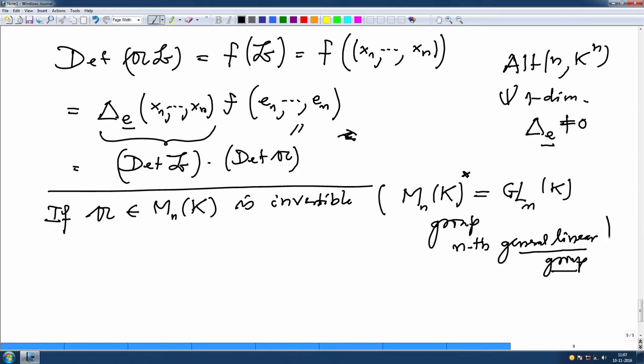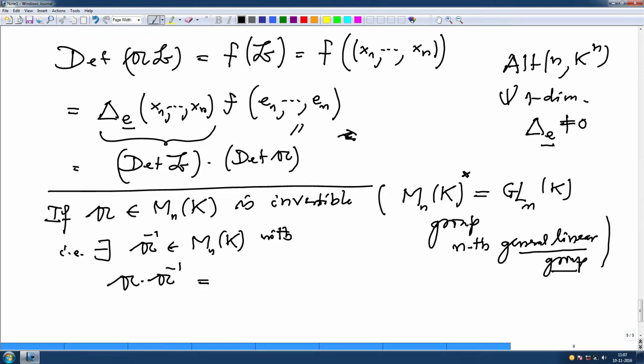This is a very important group, even in other branches of mathematics: analysis, Lie algebras, Lie groups, and so on. So, if it is invertible, then I know there exists an inverse in M_n(K) with the property that A times A inverse equals identity, and also equals A inverse times A.